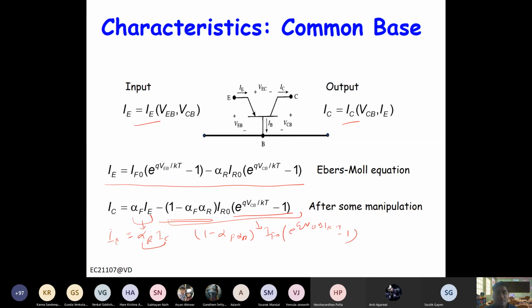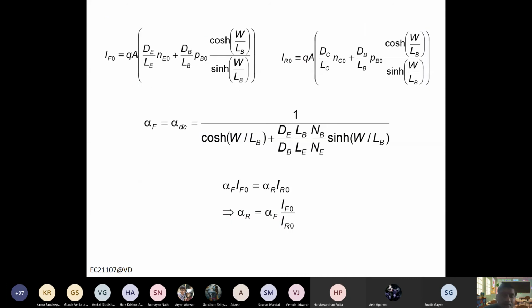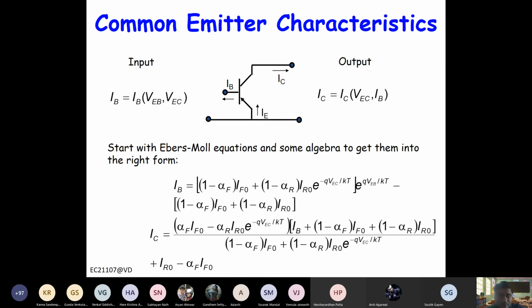So the same thing you can do for common emitter. Here IC is expanded in terms of IE, and this alpha F is called the common base current gain, and alpha R is called the common base reverse current gain. And of course your IF naught and IR naught are given by this, and alpha F is this, and you can also relate alpha R in terms of alpha F times IF naught by IR naught. Usually for common emitter you can write, it looks complicated, but this is very simple.